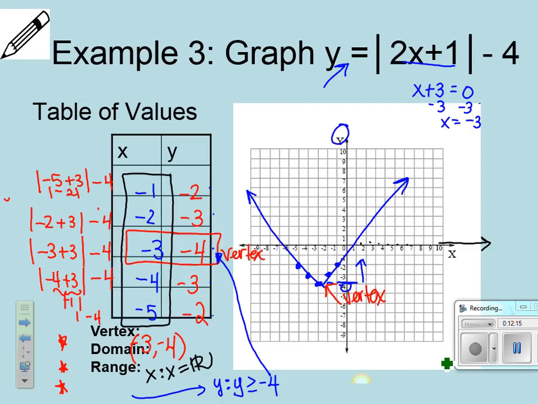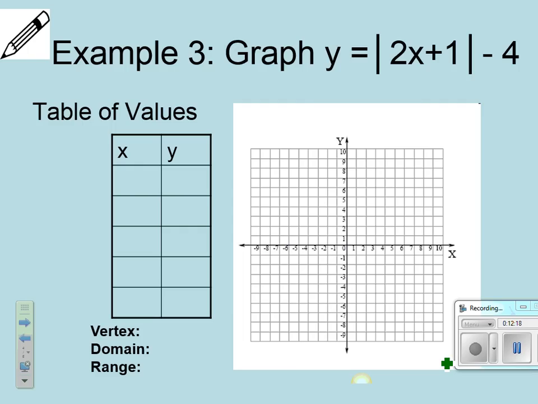All right, let's do another example. y equals the absolute value of 2x plus 1, subtract 4. Again, we're looking for that vertex. So we're going to take the expression that's inside the absolute value and find out where that's equal to 0. Zero it out to find the vertex. Subtract 1. 2x equals negative 1, divide by 2, x equals negative 1/2. So my vertex is negative 1/2 something. I'm going to pick numbers on both sides of negative 1/2, like maybe negative 1, negative 2, 0, and 1.